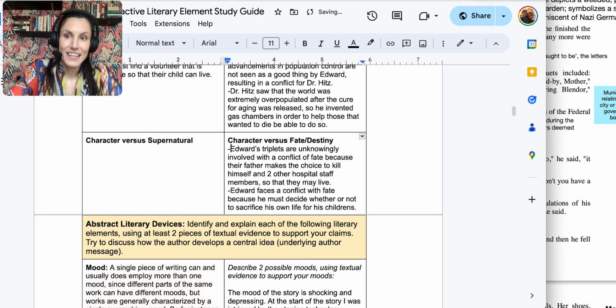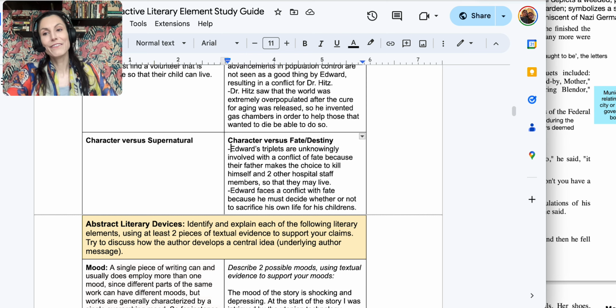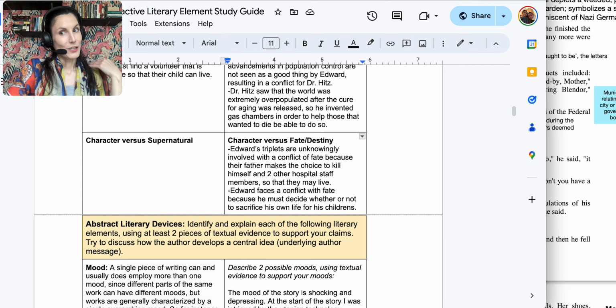What is Edward's destiny going to be? Is he going to decide to kill these people and himself so he can make room for his children? Or is he going to just say, I can only find one and the other two aren't coming home with us? Well, Edward decided and he resolved his conflict. Well, his children, their conflict that they were not going to be killed, they would get to live.